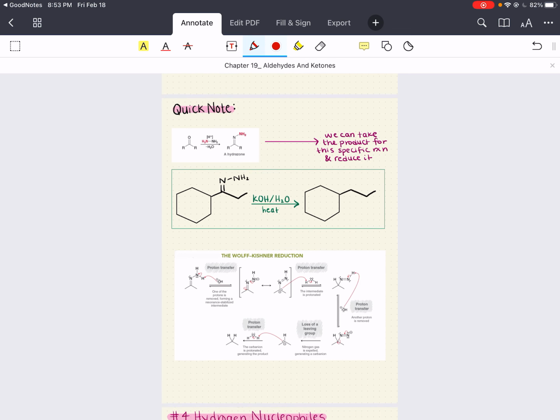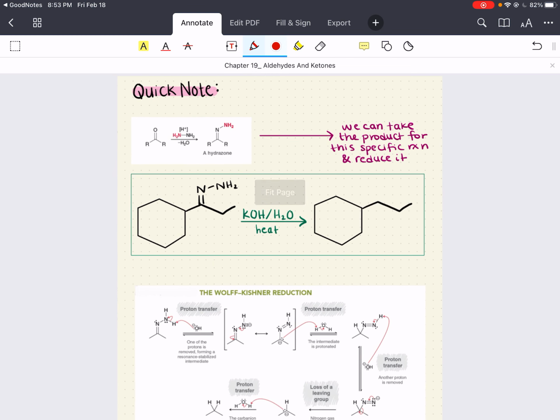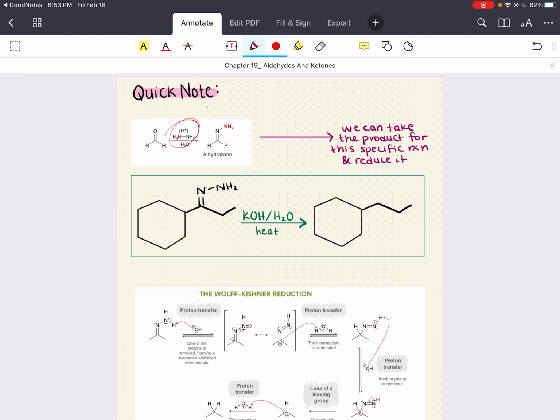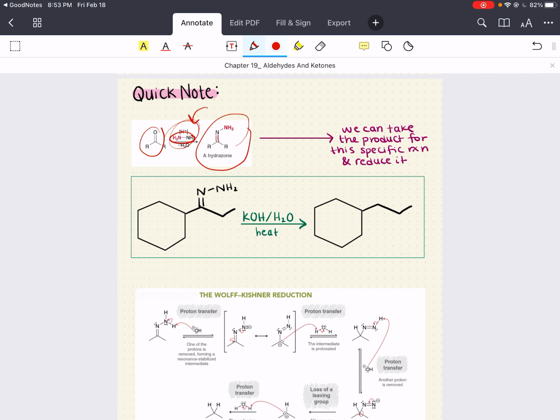Fantastic. Now, as a quick note before we move on to hydrogen nucleophiles, one more thing about nitrogen nucleophiles. Something interesting we can do is use a hydrazine as a nucleophile with a ketone to form a hydrazone. Let me repeat that. We can use a hydrazine, this is a hydrazine, as a nucleophile with a ketone to form this hydrazone, where we have our double bond to nitrogen and then another amine group attached to that nitrogen. This is called a hydrazone.